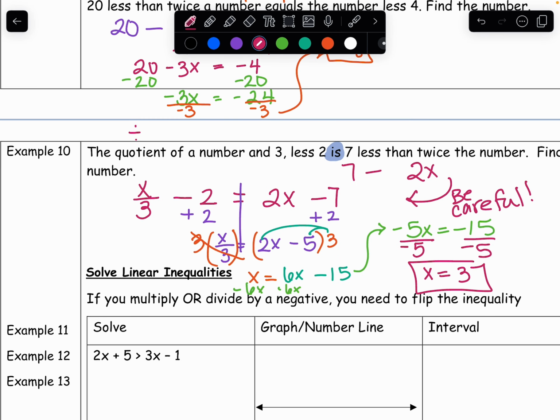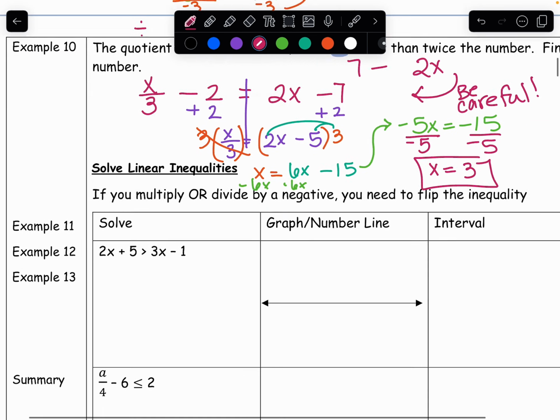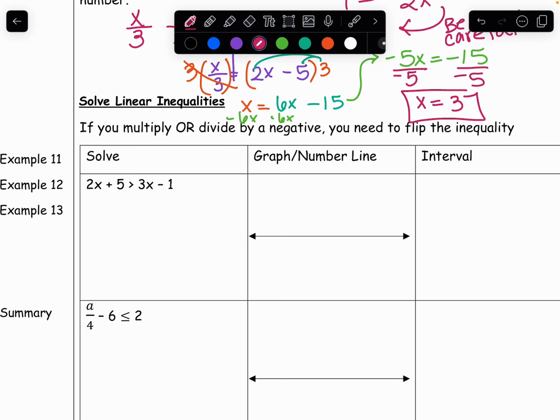So that is writing an equation based on a written problem and solving. Okay, so that's topic 3. Our last topic is linear inequalities. We saw this in Unit 1, where not necessarily solving inequalities, but graphing them on a number line and writing the interval.